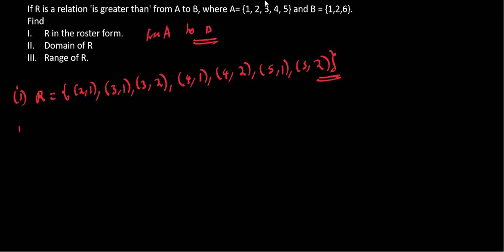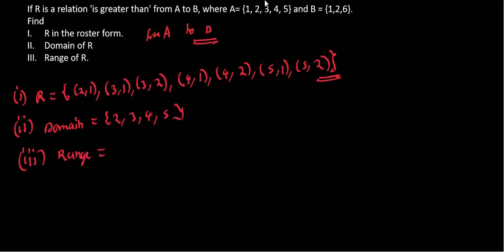So that's the first question. How about the second question? The second question is finding the domain. So how do we find the domain in this situation? The domain is the x values. What are the x values? 2, 3, 4, then 5. How about the range, the y values? You have 1 and 2. That's all.